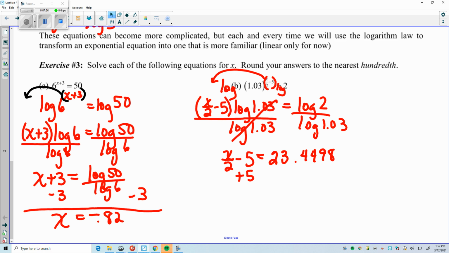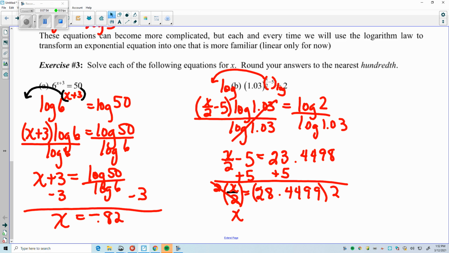Next step I would think is let's add over that 5. So I have x over 2 is equal to about 28. And now to get x by itself, I want to think multiply each side by 2. So if I multiply this by 2, the 2's cancel out and I'm left with x. And if we multiply that by 2, our final answer, rounded to the nearest hundredth, we get about 56.90.